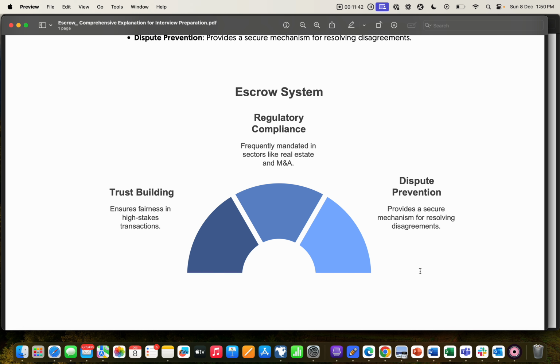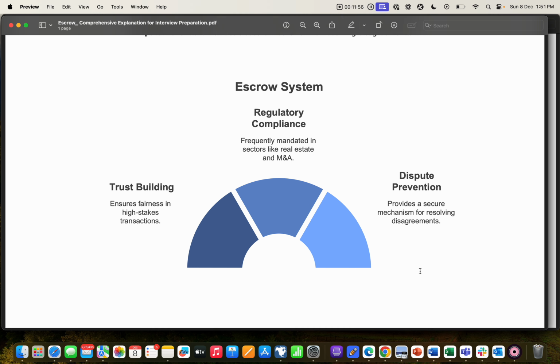Dispute prevention: if buyer and seller do not work together, this will help, because they have deposited some amount in the escrow account, so the cash will get settled between the buyer and seller. So this is how we have done a short and sweet explanation of the escrow account.